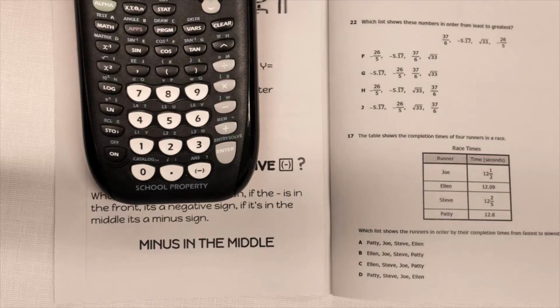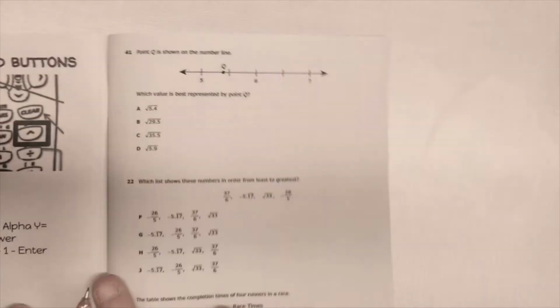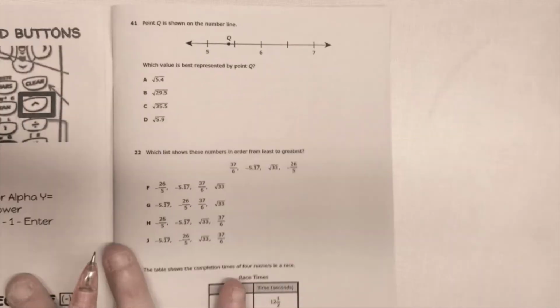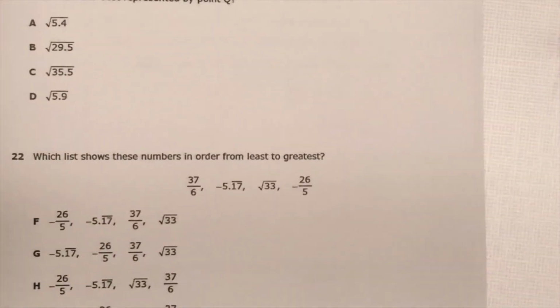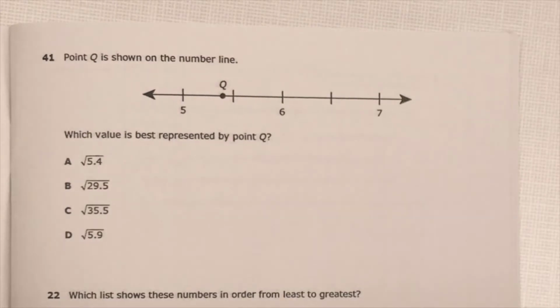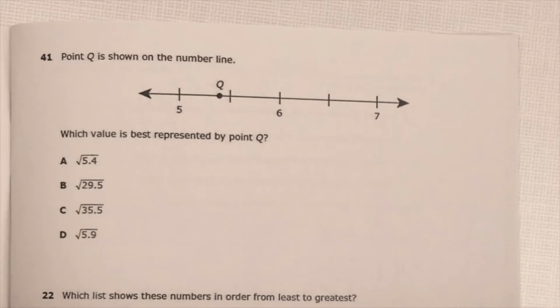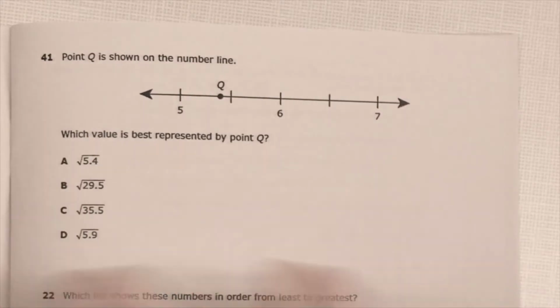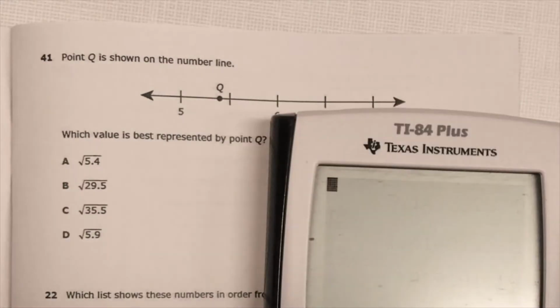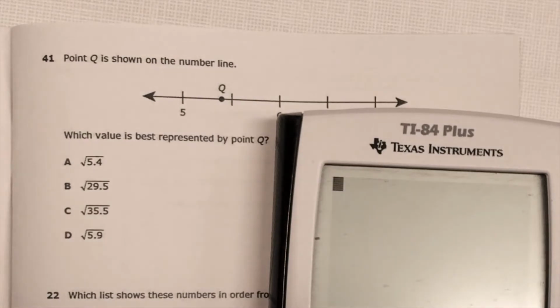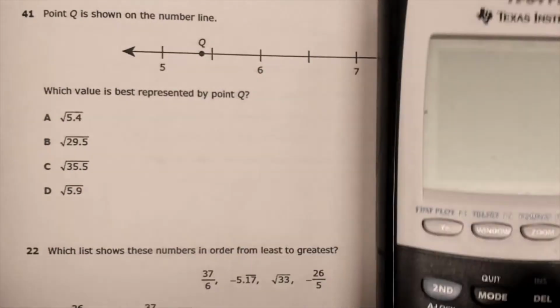Okay? All right, so let's take a look at this first question here. It says, which value is best represented by point Q? Okay, so what we're going to do, every time we see any of these questions, is put them in our calculator and turn them all into decimals. Because decimals are the easiest thing to compare, and we want them all to look the same.